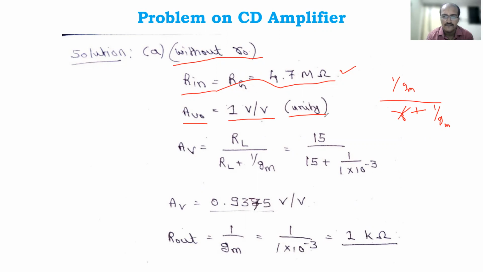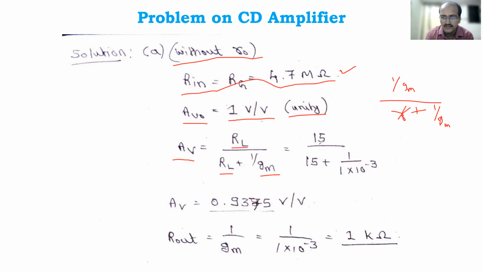So the answer is 1. Then the voltage gain. Here it is RL parallel to R naught divided by RL parallel to R naught plus 1 by GM. But R naught is not taken into account here, that's why only RL is considered. See here, RL by RL plus 1 by GM.